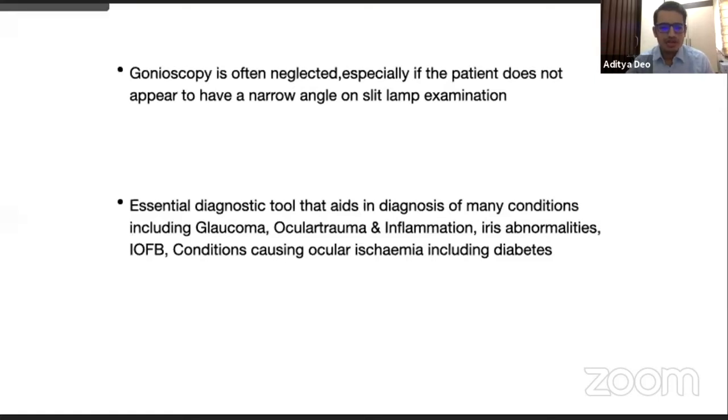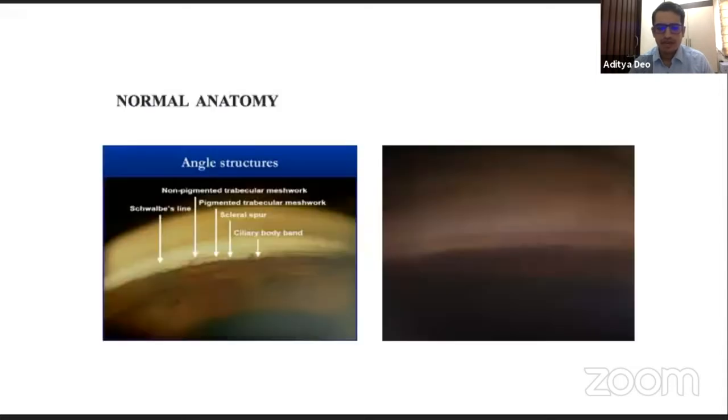We all know gonioscopy is often neglected, especially if the patient does not appear to have narrow angles. It is an essential diagnostic tool that aids in diagnosis of many conditions, including glaucoma, trauma, iris abnormalities, foreign bodies, and mainly conditions causing ocular ischemia, including diabetes. Before going to abnormal findings, we should know the normal angle structures, because knowledge of skilled gonioscopy is important in preventing artifactual observation. And we should be familiar with a large variety of normal and abnormal findings along with a stable focused image.